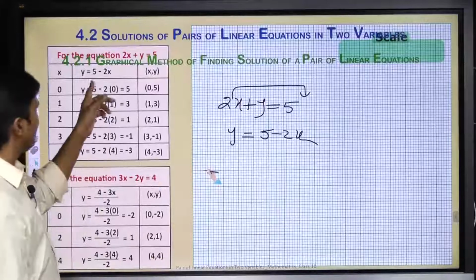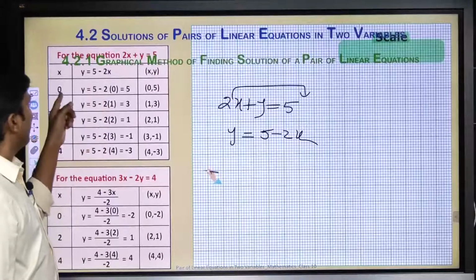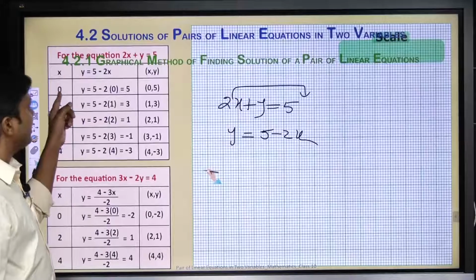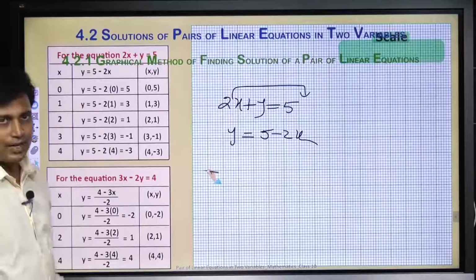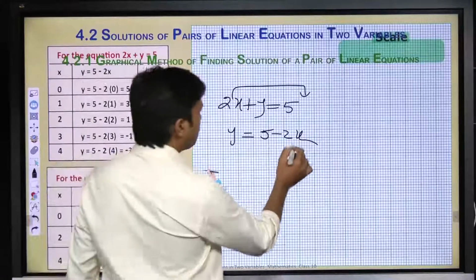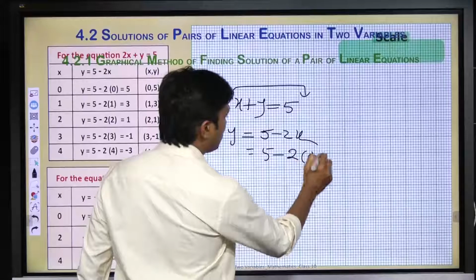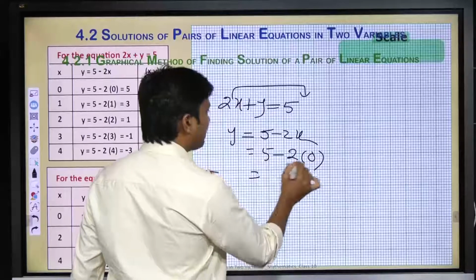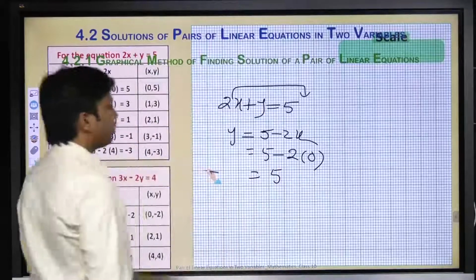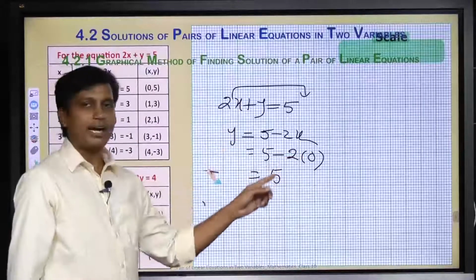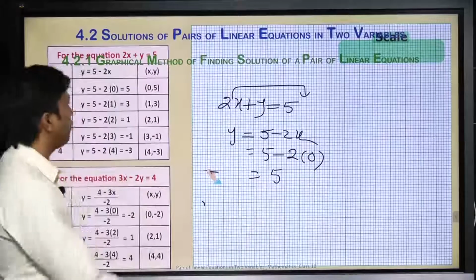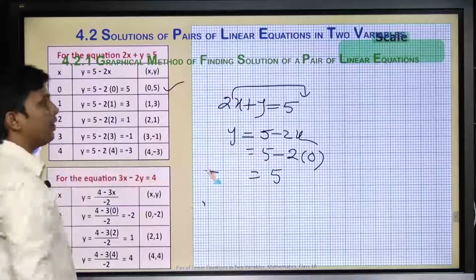What was done here? We took x equal to 0 in the first equation, and we obtained y equal to 5. Let us see how we get it. Putting x equal to 0, we get 5 minus 2 into 0, so that is 5 minus 0, which is equal to 5. So we took x equal to 0 and obtained y equal to 5. Therefore the ordered pair of (x, y) is (0, 5).